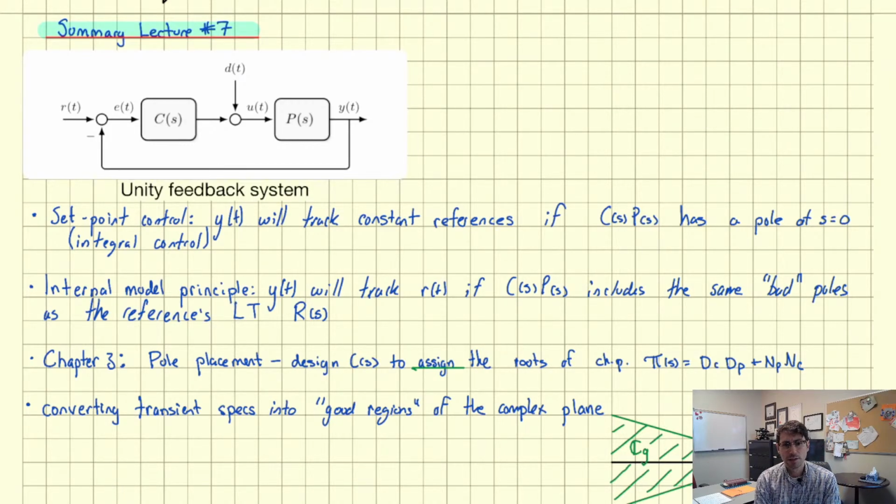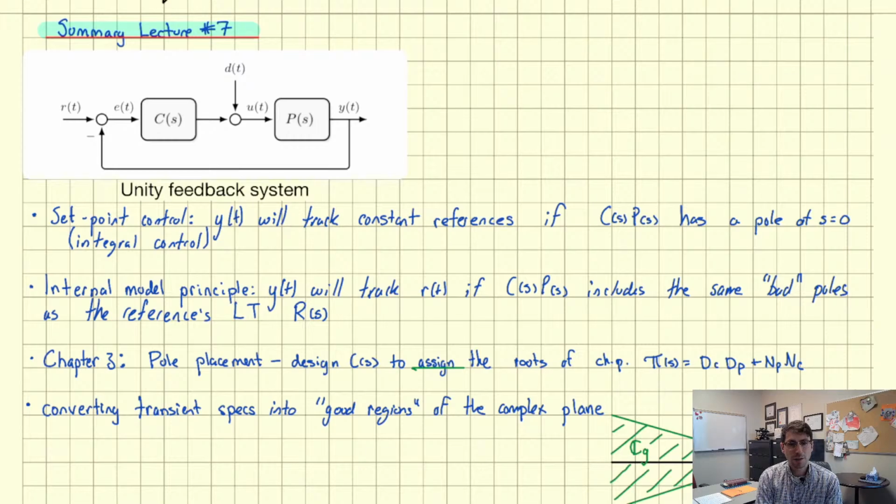And then the generalization of this is the internal model principle, which says that y, the output, will track r if the controller and the plant include the same bad poles as the reference's Laplace transform, r of s. I invite you to think about what that means for the disturbance. So for example, if you have constant reference, you know that you want an integrator pole at the origin. What happens if the disturbance is also constant? Will you track? So you can think about that.